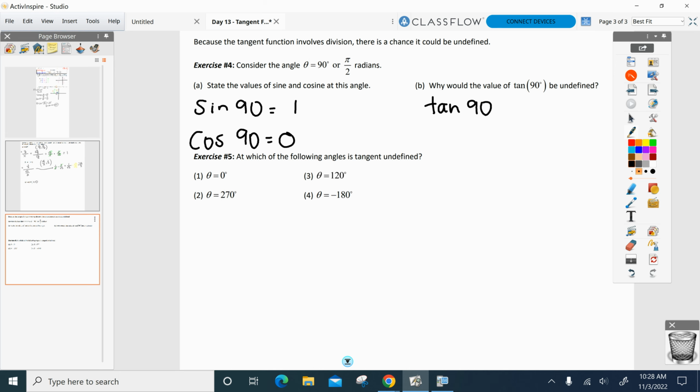Here's why. Remember, tangent is what coordinate over what coordinate? Y over x. What's the y coordinate? 1. 1 over 0. Can you ever divide by 0? That's why your calculator is giving you that error message. So when you do tangent of 90, there is no answer, undefined. And there's also another one that's undefined, and that's what you guys are going to find in number 5. Which other angle other than 90 gives you an undefined tangent value?